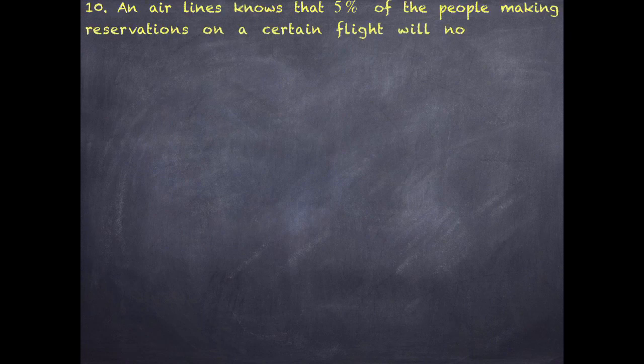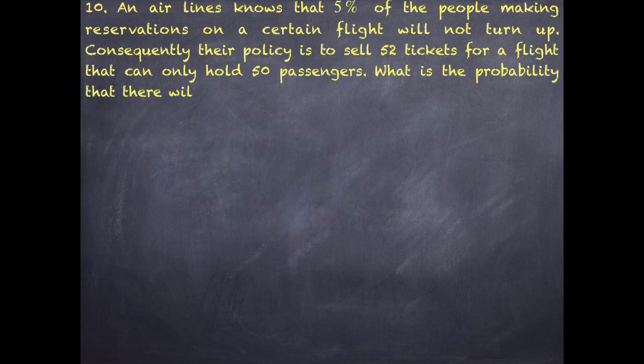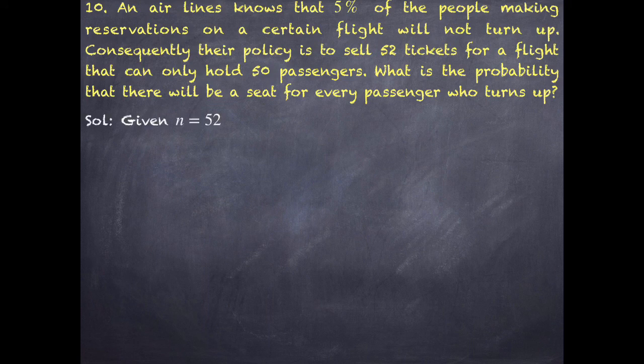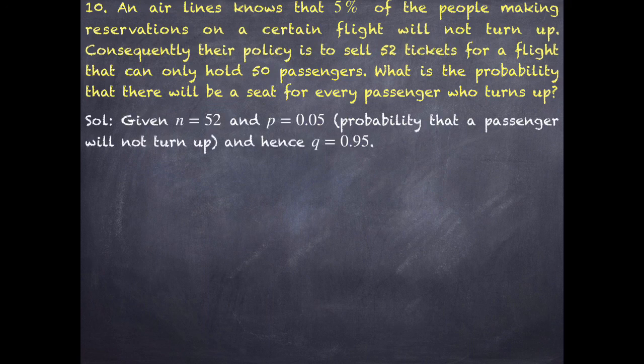Okay, moving to the next problem. An airline knows that 5% of the people making reservations on a certain flight will not turn up. Consequently, their policy is to sell 52 tickets for a flight that can hold 50 passengers. So what is the probability that there will be a seat for every passenger? They are selling 52 tickets, that means n is equal to 52 and p is equal to 5%, that is 0.05, the probability that a passenger will not turn up, and q is equal to 0.95.